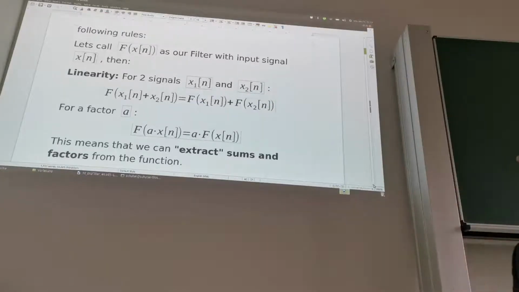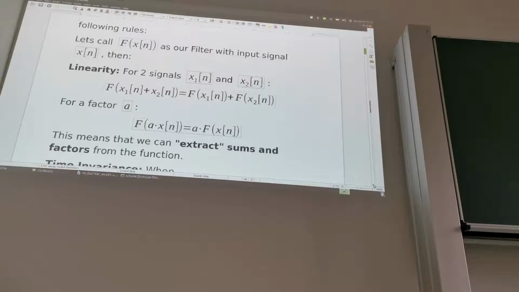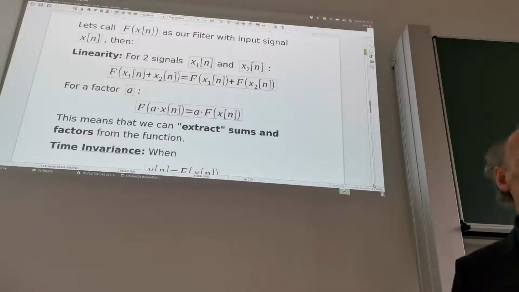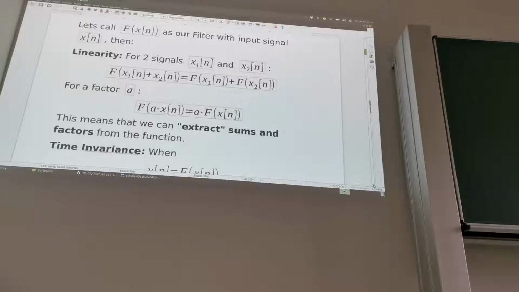So x is our input sequence, and then we say that f is linear when we have two signals, x1 and x2, for instance, two different audio signals. And we add them. Then if we apply this function to the sum of the two signals, it's the same as if we first apply the function to each signal individually and then sum at the output. So if f is linear, then it doesn't matter if we do the summation before or after applying this function.